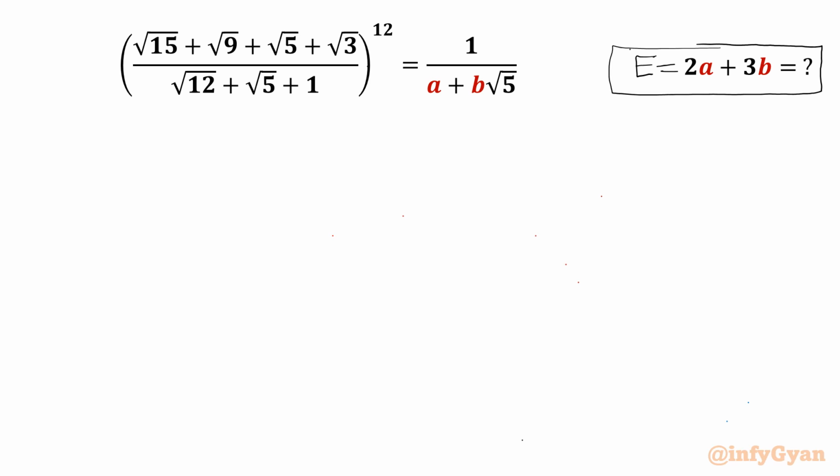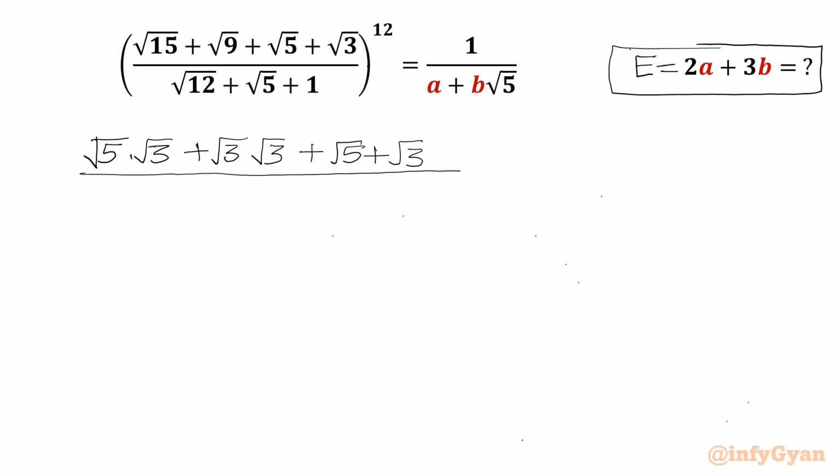Now I will begin with the LHS. So we can write √15 as √5 times √3. √9 I will write as it is, √3 times √3, plus √5 plus √3, divided by √12, which will be 2√3, plus √5, plus 1, whole power 12. The right hand side is 1 over a + b√5.